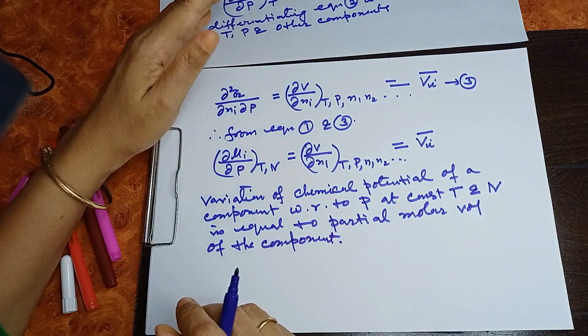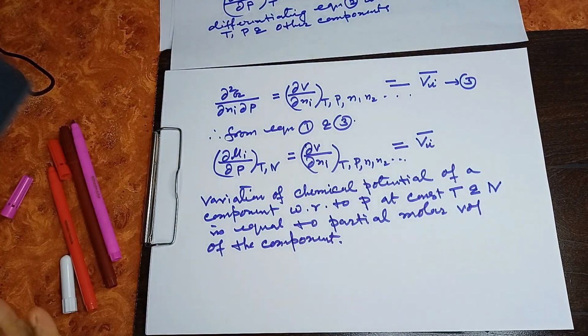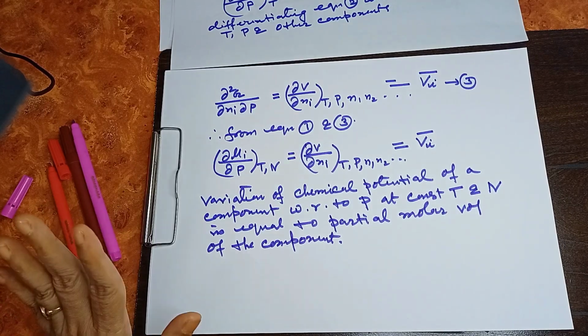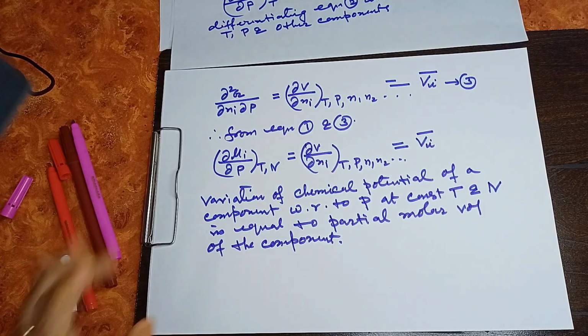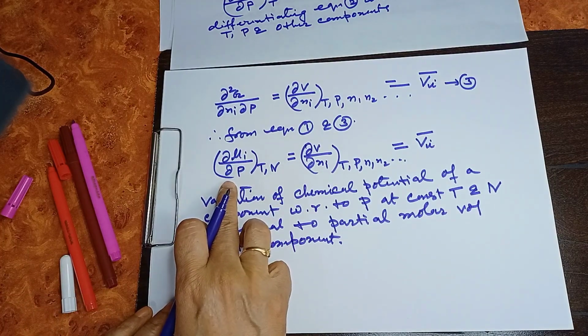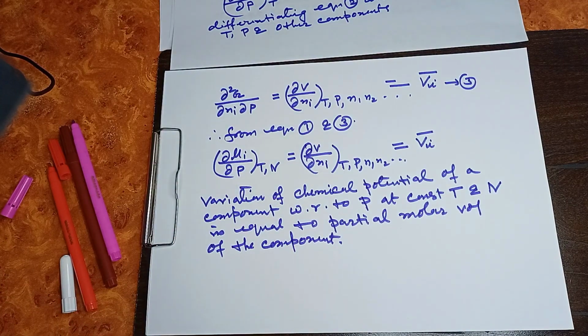So what we have observed is that the variation of chemical potential with respect to temperature is equal to the negative of the partial molar entropy, and the variation of chemical potential with respect to pressure is equal to the partial molar volume. Okay, hope you have understood.